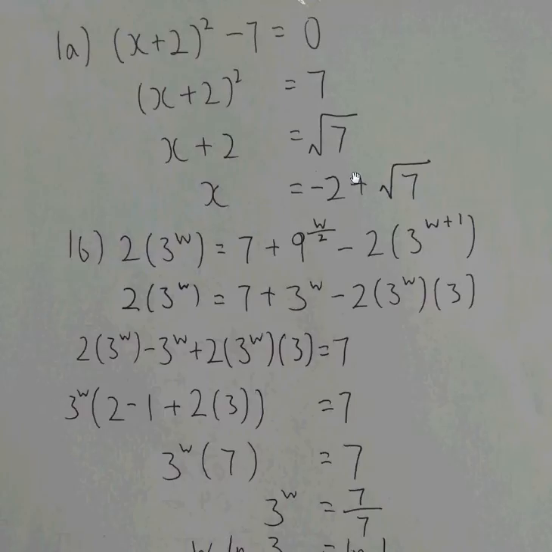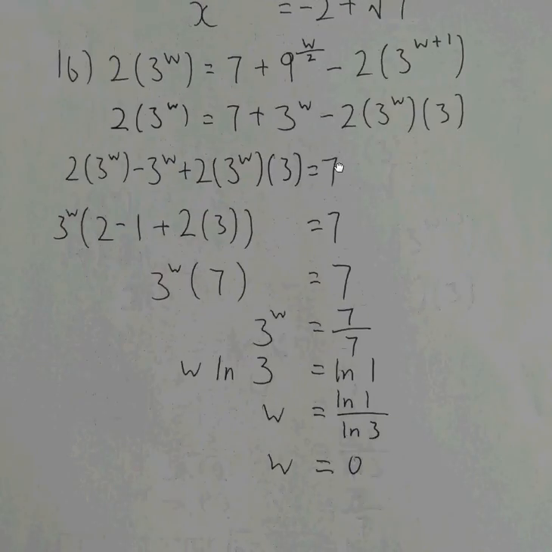Bring over the 2, and we have negative 2 plus square root 7. That's the format we want. A is equal to negative 2 and B is equal to 7. That's all for part A. Let's go to part B.